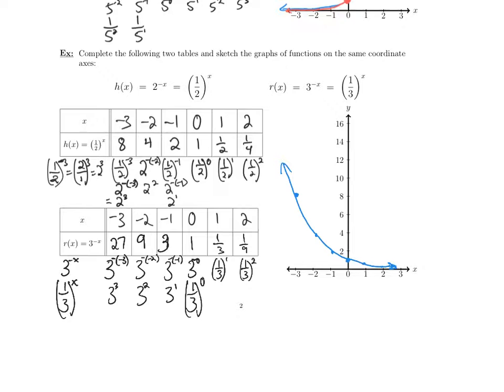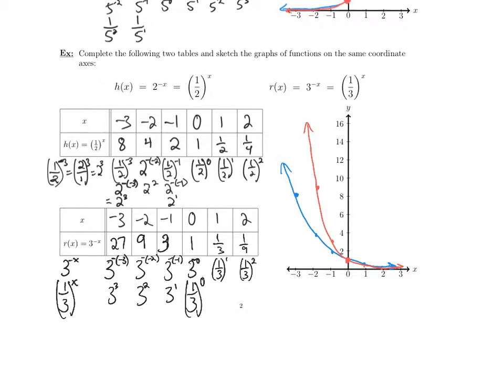We'll have -3, 27 is up off the chart. -2, 9 would be here. I'm sorry, negative 2 comma 9 would be there. Negative 1, 3 would be here. 0, 1 is where they cross. And then we have 1, 1/3, which will be just a little below the 1/2, and 2, 1/9, which will be below the 1/4. And we can draw this right here, which leads to the other exponential decay function.